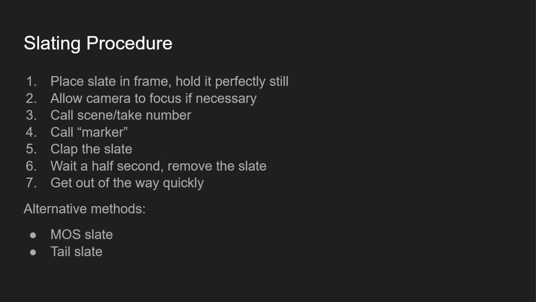All right. So once the camera is rolling and you hear the camera operator say "set," at that point you call the scene and take number. So scene 1, take 2. You say the word "marker" because the editor is listening for the word marker, and they know the very next sound that they hear will be the clap of the slate. So they listen for the word marker, and then they listen for the clap of the slate, and that's where they get their synchronization point.